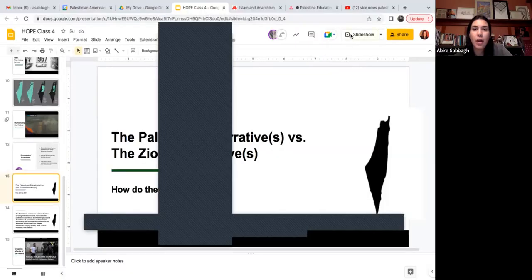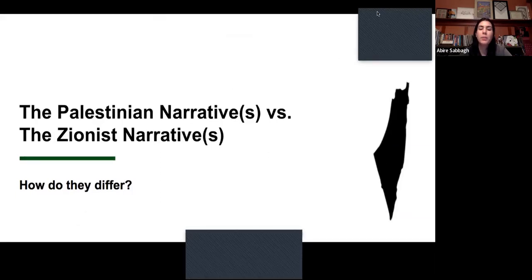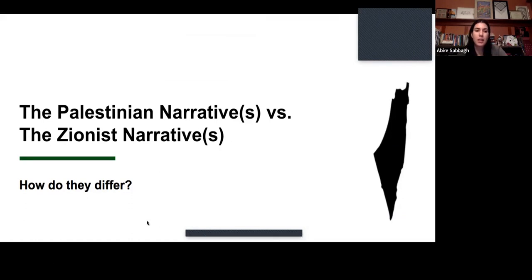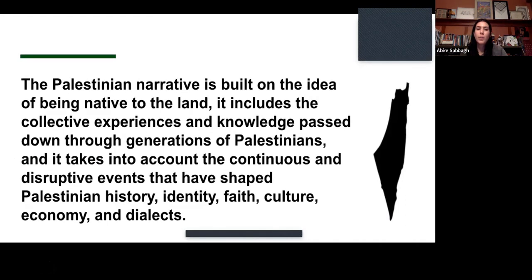Another concept to think of, and what history helps us do, is it helps us figure out the difference between the Palestinian narrative and the Zionist narratives. And really the Palestinian narrative, now if we can understand this history, it shows that it's built on the idea of being native to the land. So that word that we learned last week, being indigenous to the land. And it includes collective, so community experiences, knowledge passed down from generations of Palestinians.